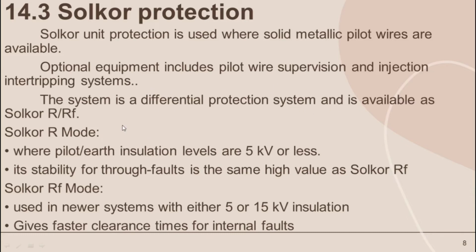So, Solcor R mode, where pilot earth insulation levels are 5 kilovolts or less. Its stability for through faults is the same value as Solcor RF. Solcor RF mode, used in newer systems with either 5 or 15 kilovolt insulation, gives faster clearance times for internal faults. So meaning lang, itong Solcor RF mas newer version for 5 or 15 kilovolts insulation, pero kung 5 kilovolts or less, mas maganda gamitin Solcor R mode.